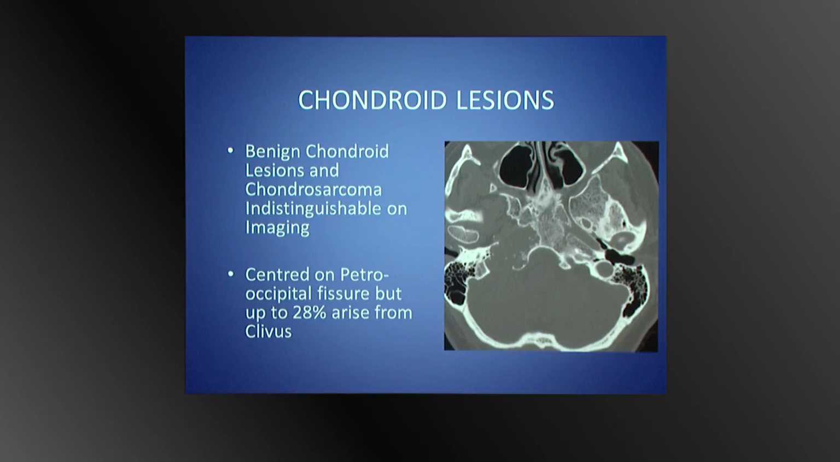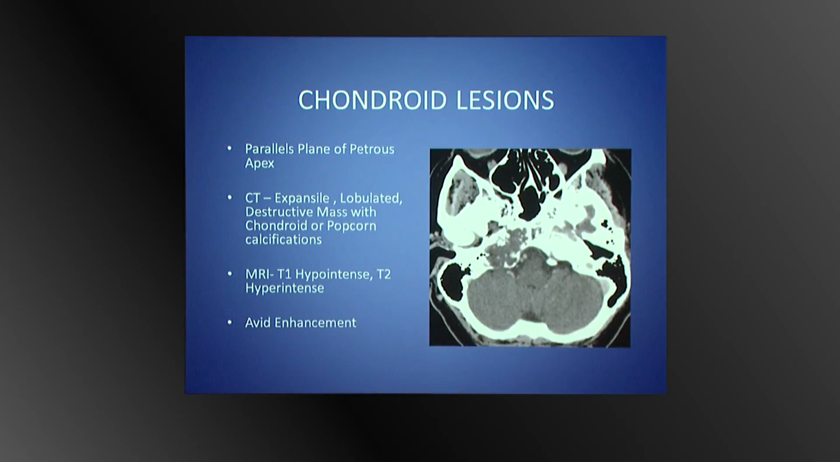The differentiation between benign and malignant is impossible in imaging, and so when we report these, we tend to call them chondroid lesions as opposed to chondrosarcoma, which is hard because you tend to normally just get so excited that you call it chondrosarcoma anyway. As I said, they arise in the fissures, so they usually parallel the line of the fissure. So the vast majority are sort of parallel the Petrous apex. But remember, up to almost a third can arise from the clivus. So position doesn't mean everything.